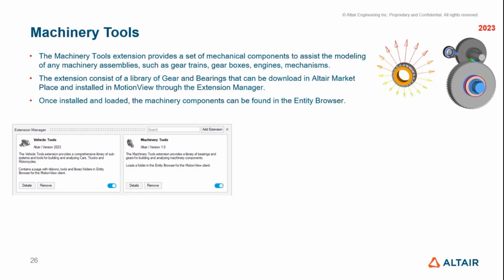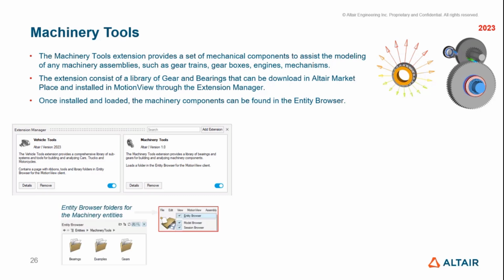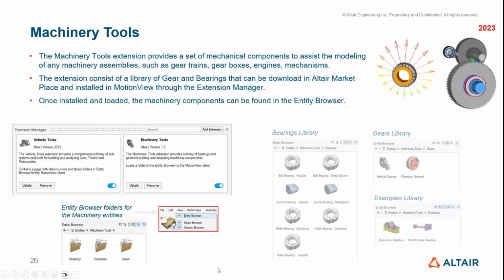And once you load the extension, it will not create a page like the vehicle tools in this case, but it will create a folder in the entity browser, which can be enabled again in the View menu, entity browser, that contains three main folders. One is the bearing library, the other one is the gear library, and then we have the example library.